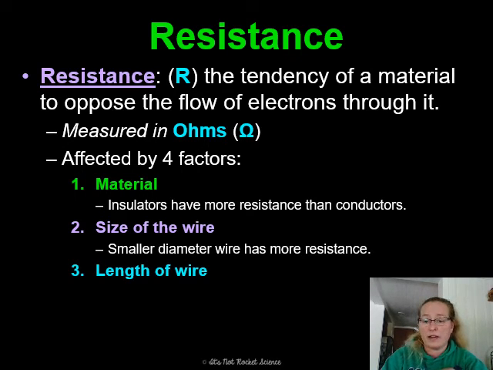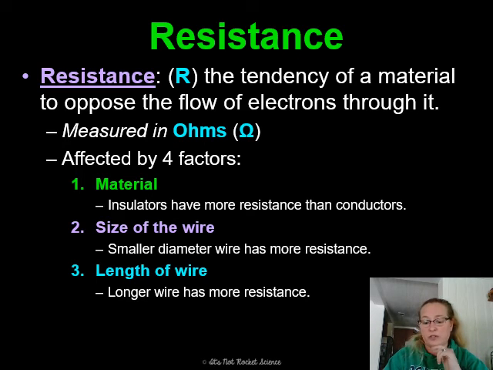The length of the wire. This one kind of seems like common sense. If you have a staircase that is 50 feet long, it's going to take longer for the electrons to flow than if you had a staircase that was 3 feet long. So longer wire has more resistance.